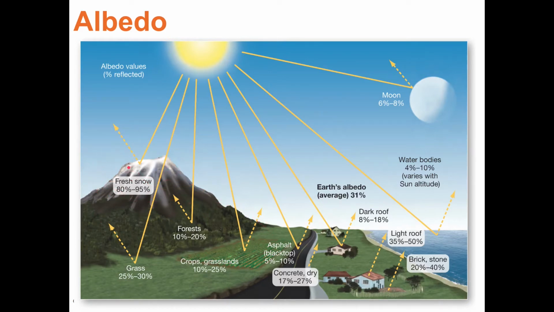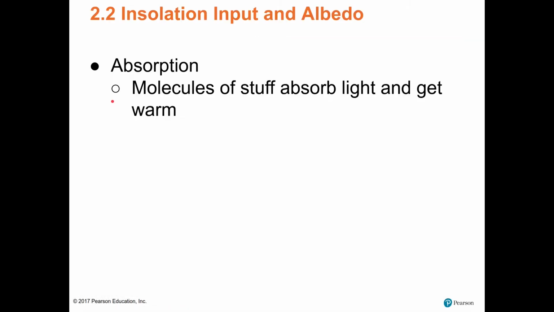So ice in the ocean, as it melts, reveals water, which has lower albedo. Ice on the land, when it melts, reveals dark ground that absorbs heat. What else happens to heat energy absorption? Or rather, what can happen to light? Molecules absorb the energy from the light and get warm. Sun shines on the ground, ground gets warm. That's actually absorption.